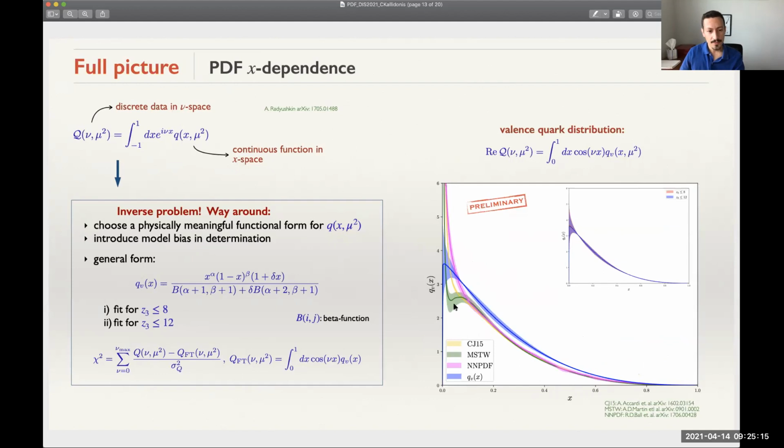Now, with this fit, the final X dependence of our PDF looks like this, where in blue is our data and the other three curves are phenomenological results. While we see there is some discrepancy, this is expected because we're not at the physical point. We haven't considered any systematics, but still we think that this is a pretty good preliminary result.